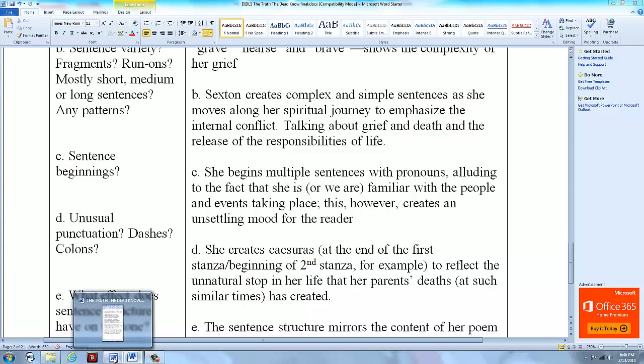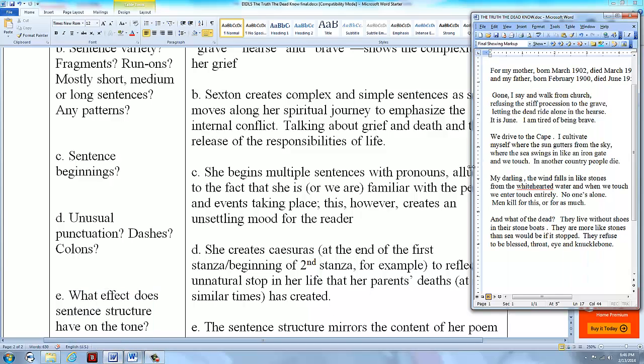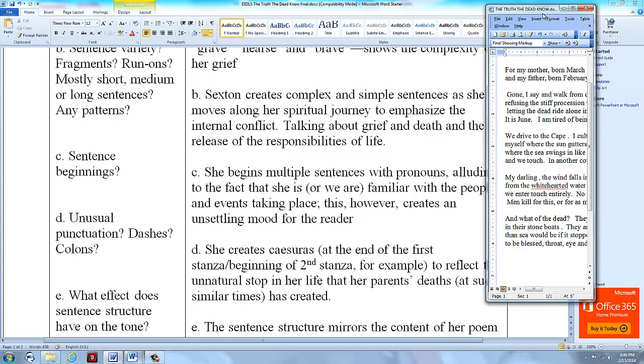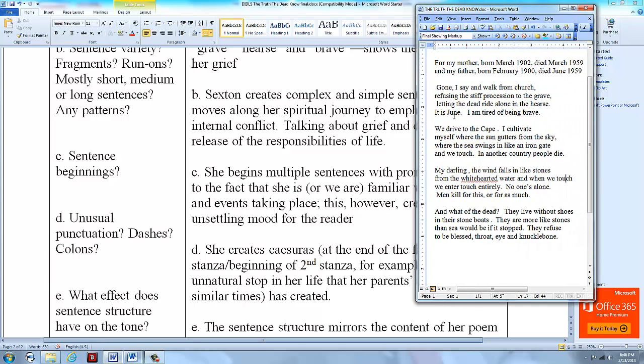Multiple sentences begin with pronouns, and I'll bring up the poem again so that you can see it here. And I think this is partly because she's alluding to the fact that we understand who she's talking about, that we're familiar with the setting, with the people, yet we aren't. So this is somewhat unsettling for us as readers.